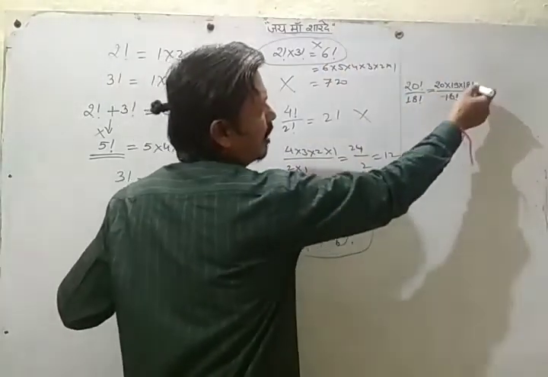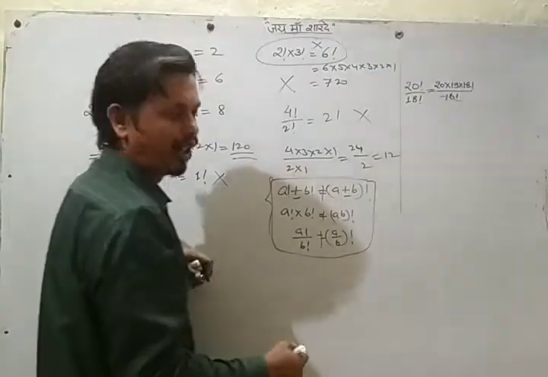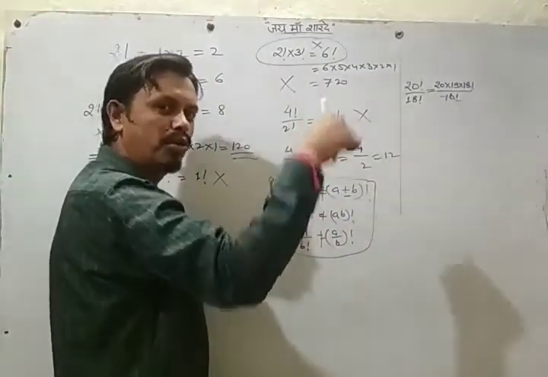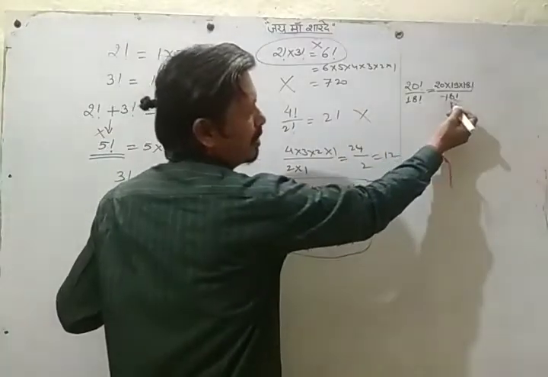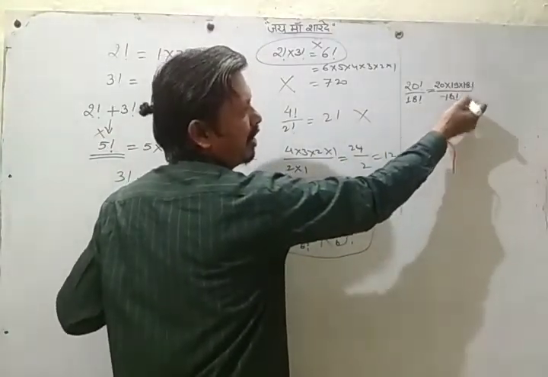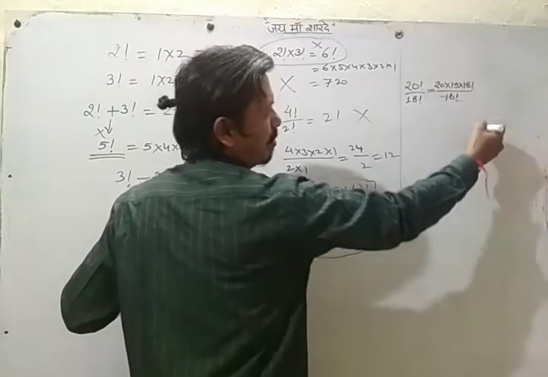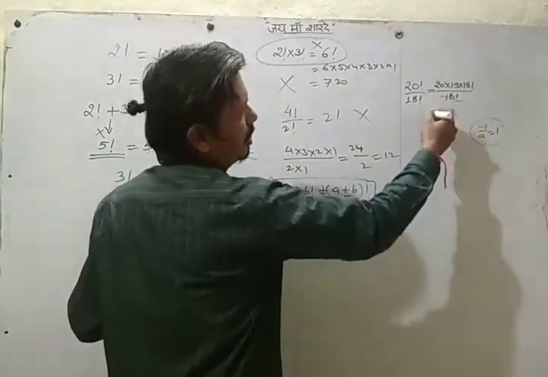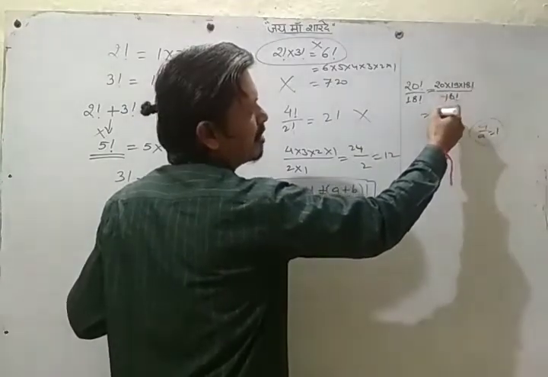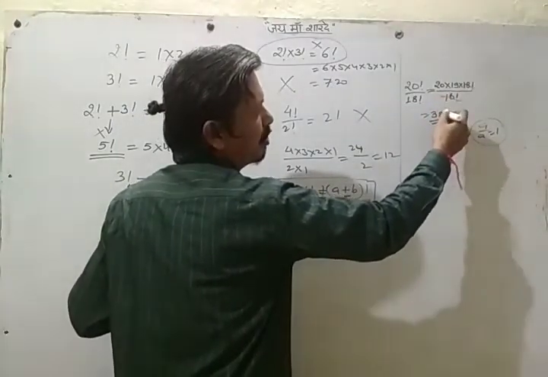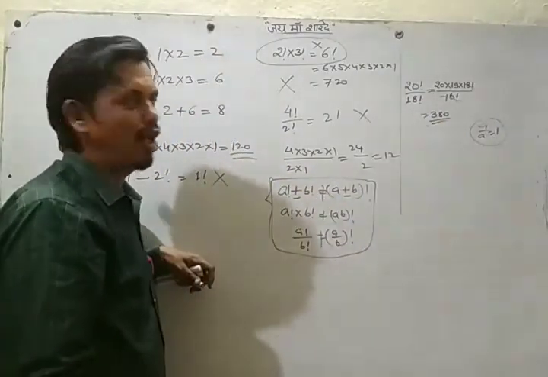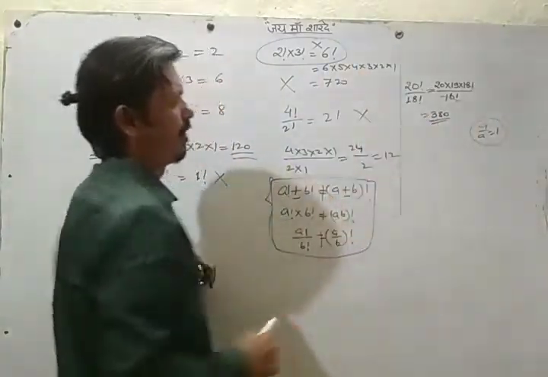Now 18 factorial can be cancelled because the same numbers are there. Factorial 2 by factorial 2 will be the same, 2 into 1 by 2 into 1, 1 only. So if the numbers are the same in factorial, then we can cancel because we are dividing the same number. A by A is what? 1 only. So it will be 20 into 19, that means 380. So 20 factorial by 18 factorial is 380. Okay? So like this we can simplify this.